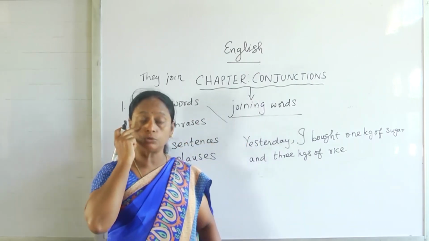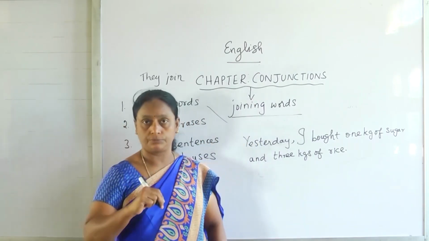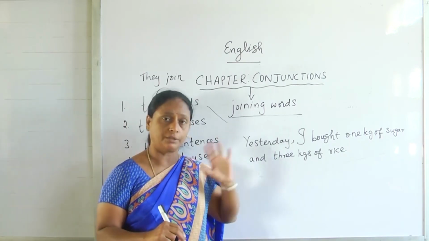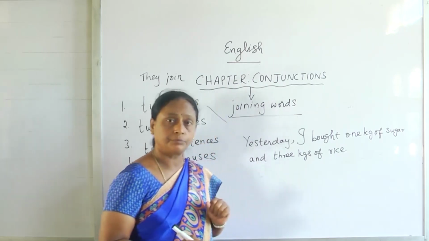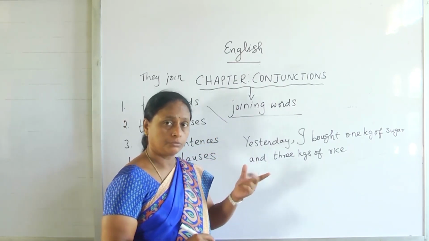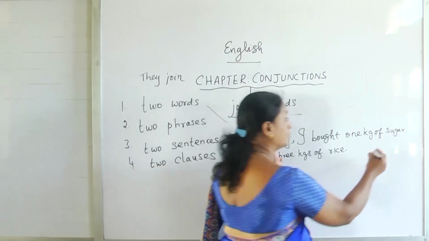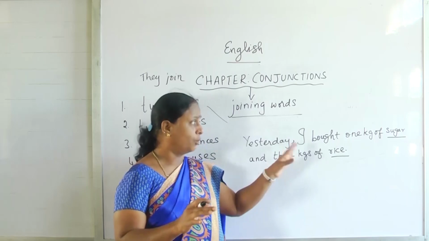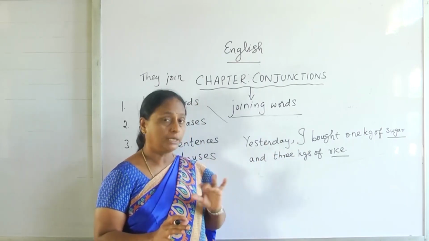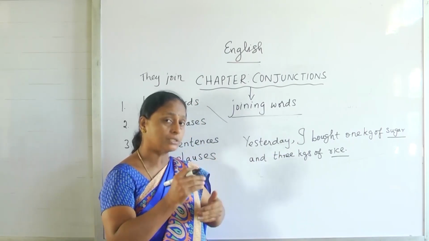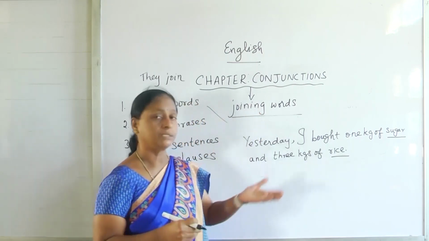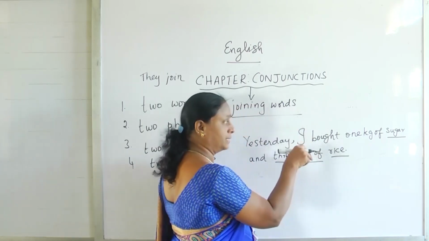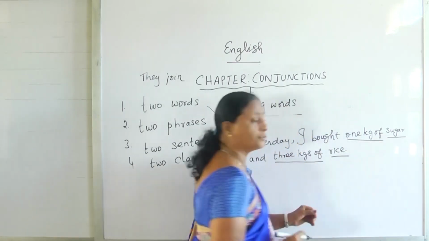The first one, I told her I am going to join two words. Understand? Now, here also I have joined two words. What are they? What did you buy yesterday? Two things. What are they? Sugar and rice. I can just say I bought rice and sugar. But I didn't mention it like that. I have added some more words along with the rice and along with the sugar. What are they? 3 kgs of rice and 1 kg of sugar.